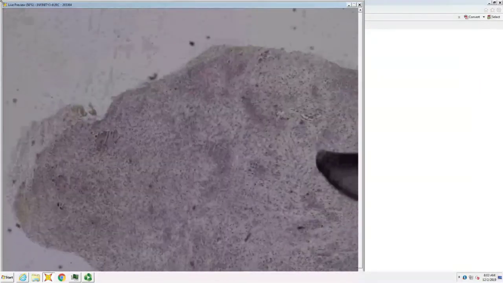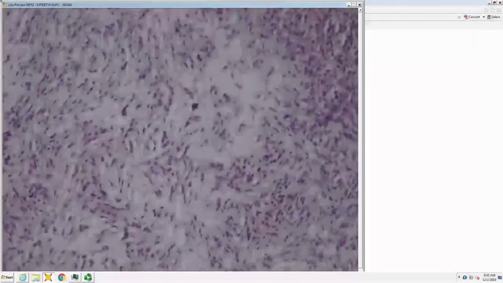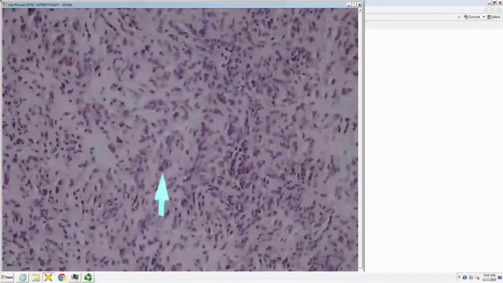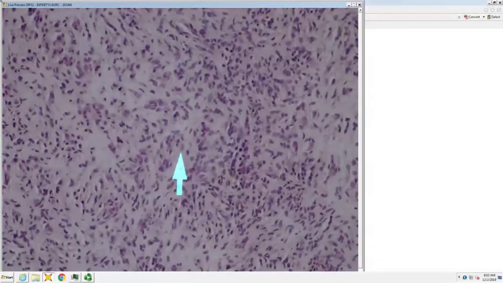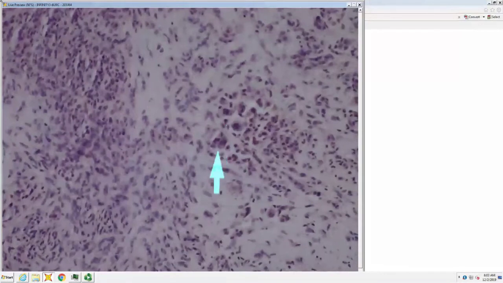Alright, so it looks like there's some areas that are hypercellular, but then also some that are more hypocellular. Tell me about the fibroblasts. Are they spindled? No, they look more plump. And then tell me about these giant cells.